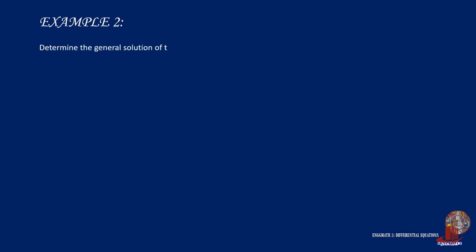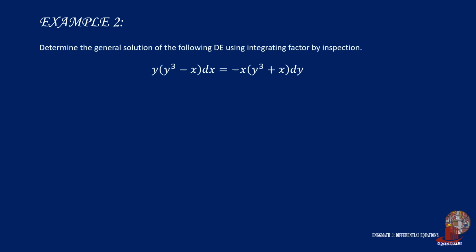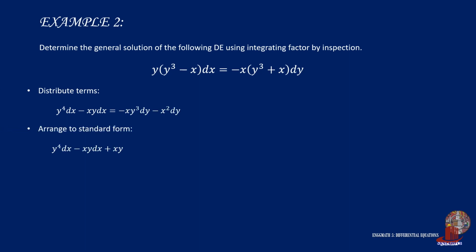Moving on to our second example. y times the quantity y cubed minus x times dx is equal to negative x times the quantity y cubed plus x times dy. Again, distribute the terms and arrange them in the standard form to bring about the equation equal to 0. Then extract out the common terms.